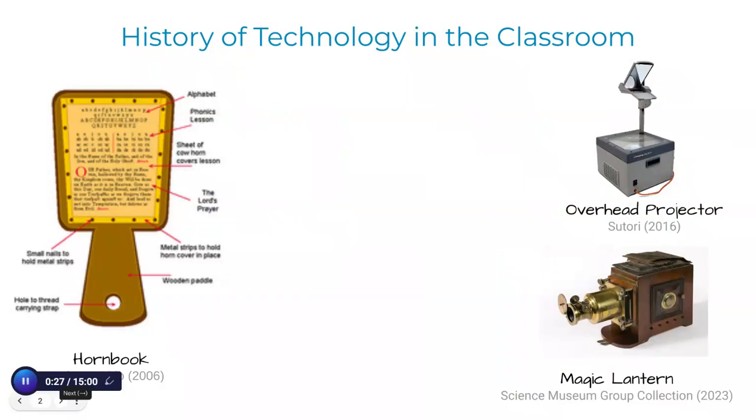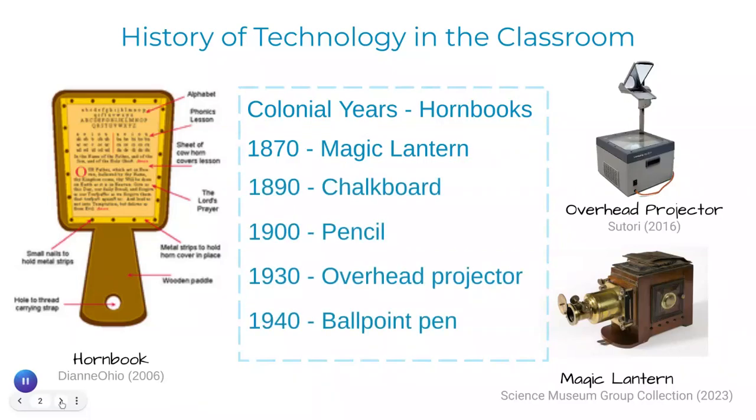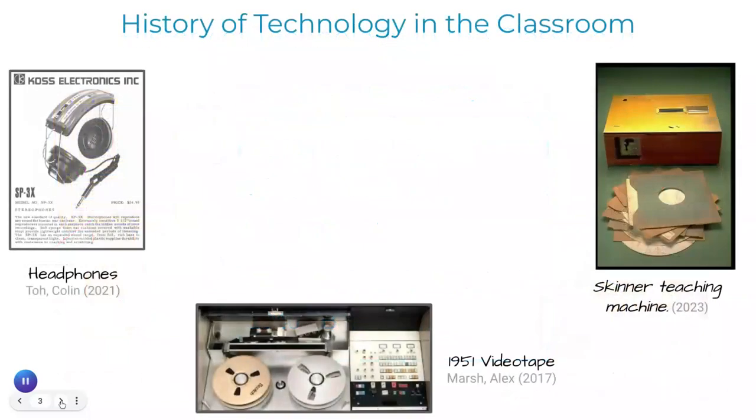Over time, there have been many different technologies that have been incorporated in the classroom since the beginning of education in America. Starting in the colonial years with the Hornbook, which was a wooden paddle with printed lessons for students to use, and continuing with the development of the Magic Lantern in 1870, which was an early and primitive slide projector. Next, from 1870 up until 1951 came the creation of the chalkboard, pencil, overhead projector, and ballpoint pens.